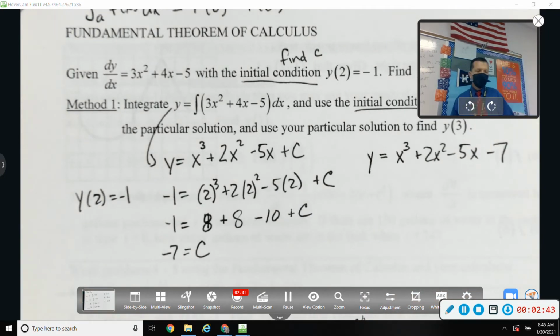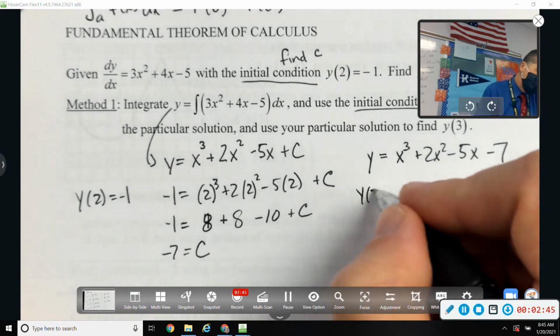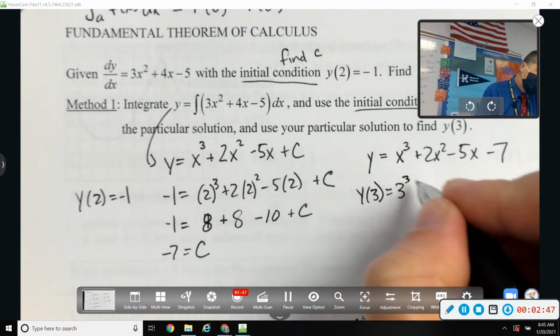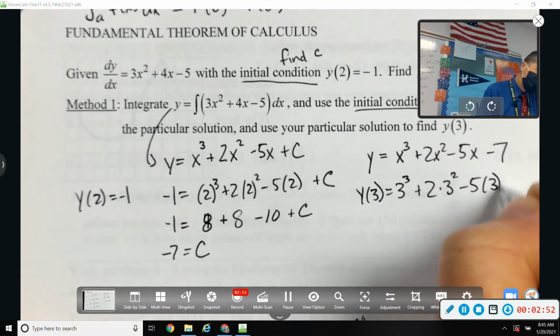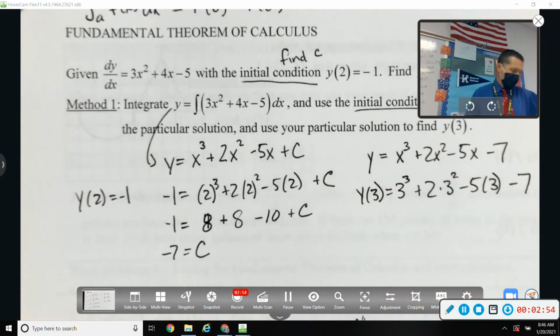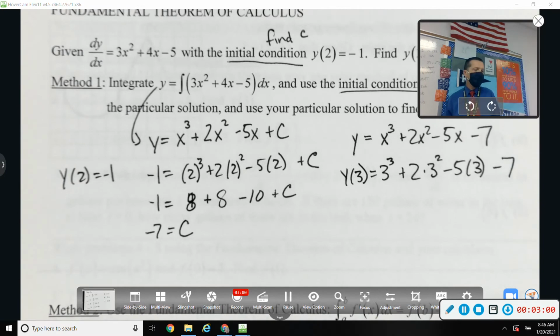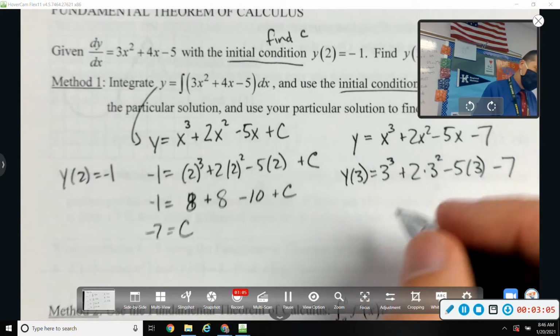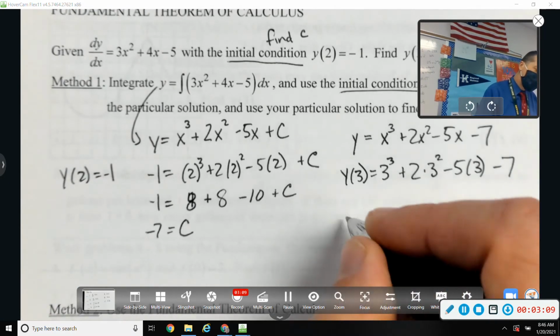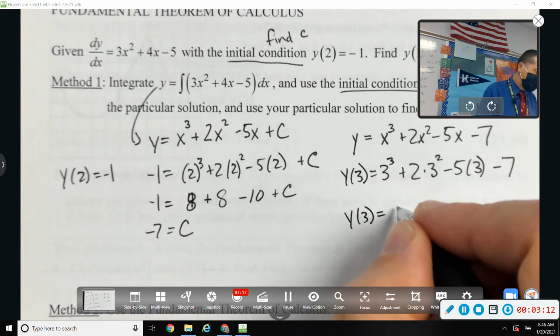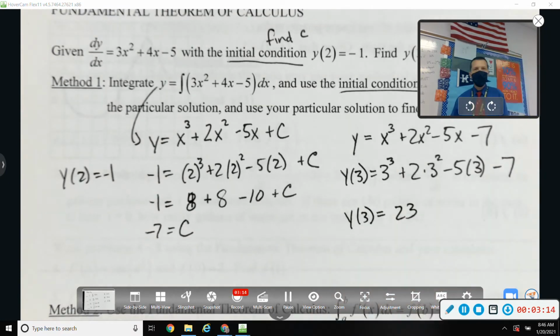And now we can find y of 3. We'll plug in 3: 3 cubed plus 2 times 3 squared minus 5 times 3 minus 7. And by the way, that'd be a safe stop. We could just leave that there as our answer. I want to be able to compare it to what we're going to do next. So yes, we could leave that as a safe stop. But if we did the math, we get 23.